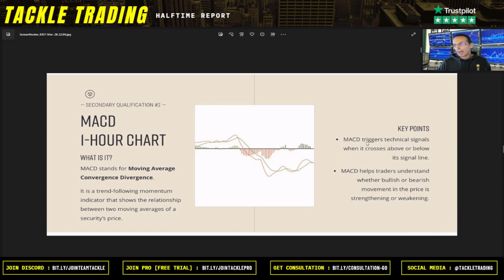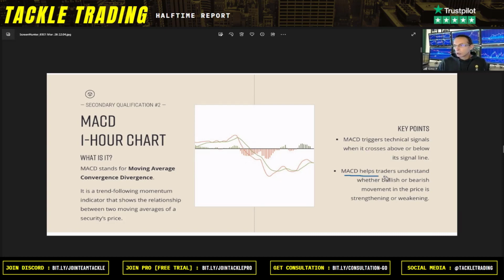Now, key points: MACD triggers technical signals when it crosses above or below its signal line. Now, what is the signal line? There's a lot of ways to read this. I've seen it taught many ways. This is the simplest. You see that straight line right there, that dark one? That is the zero line. We call it the signal line. When it crosses down through it, that's a sell. When it crosses up, that's a buy. And usually it's stronger when you get both of them pointing in the same direction, crossing within a few days of each other or a few bars of each other. So that's what we're using for the buy and sell signal.